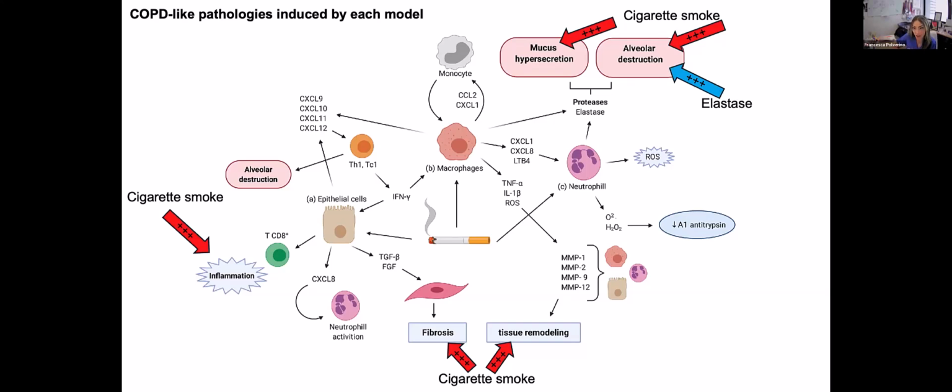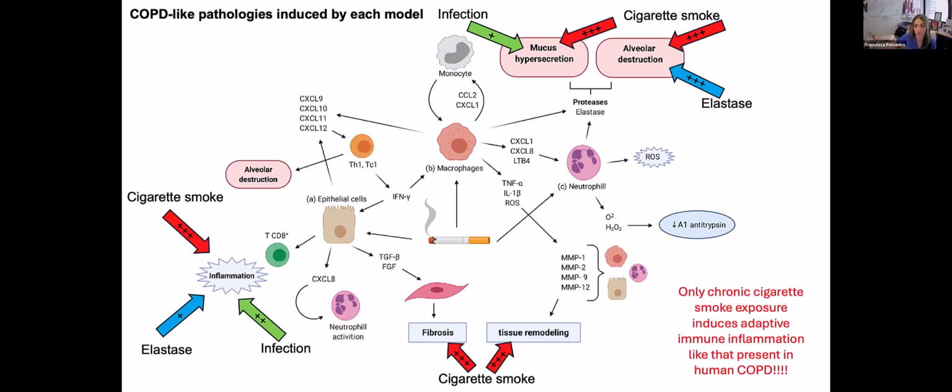The elastase does cause alveolar destruction, causes a little bit of inflammation, but it doesn't resemble what you get with cigarette smoke. Then you've got infection that, as Uma showed, does cause inflammation. It can cause mucus hypersecretion, but infection itself doesn't really cause alveolar destruction or fibrosis.